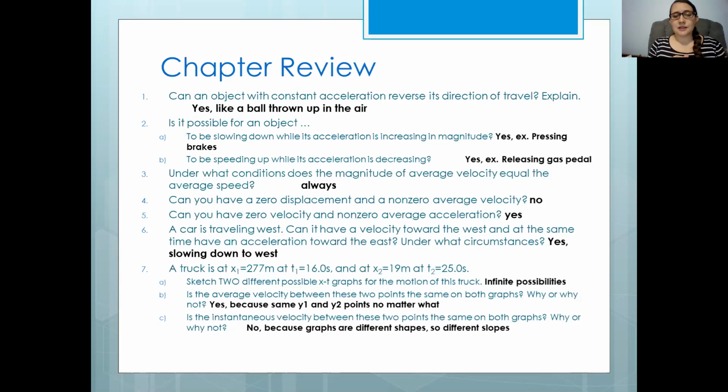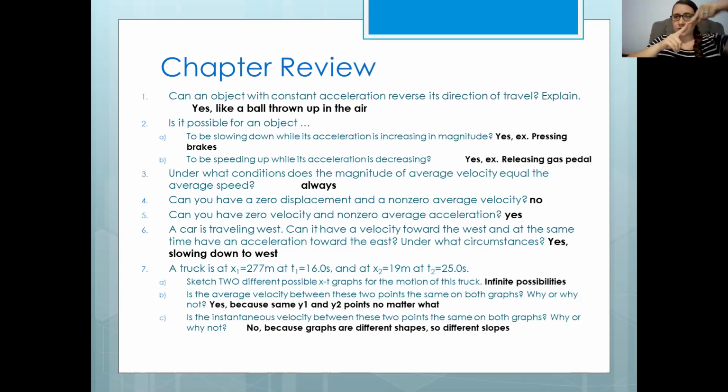But part C, is the instantaneous velocity between these points the same on both graphs? Why not? No, the instantaneous velocity will not be the same. That depends on the shape of your graph, right? Remember, the instantaneous velocity is the slope of the tangent line at any particular instant.